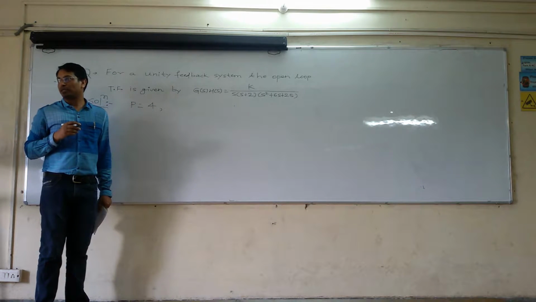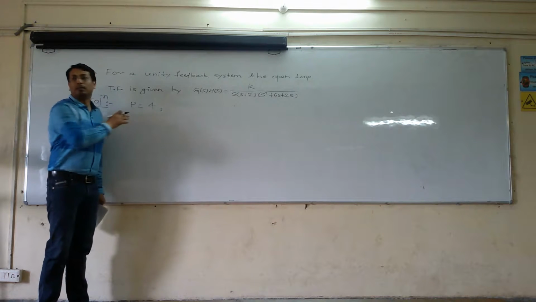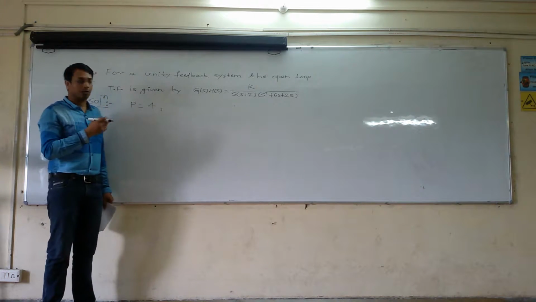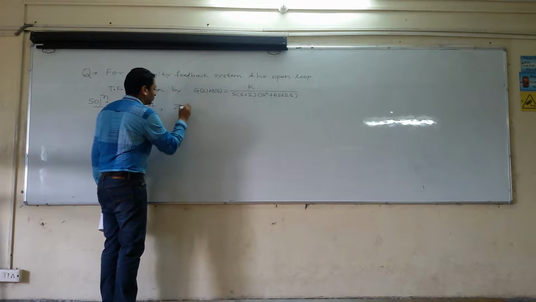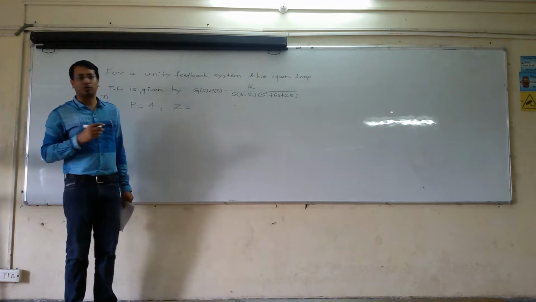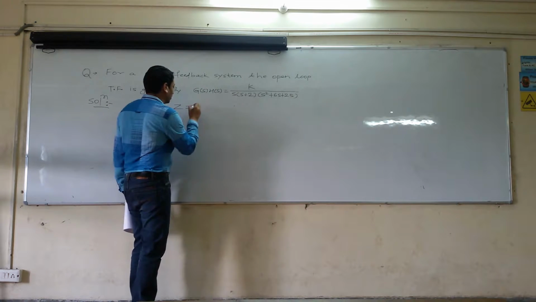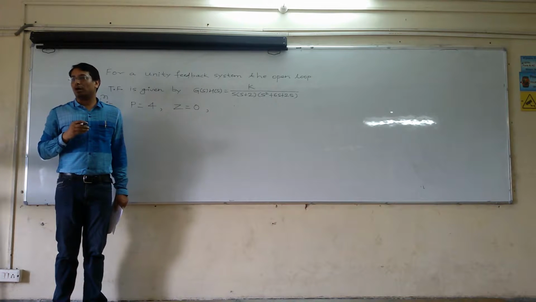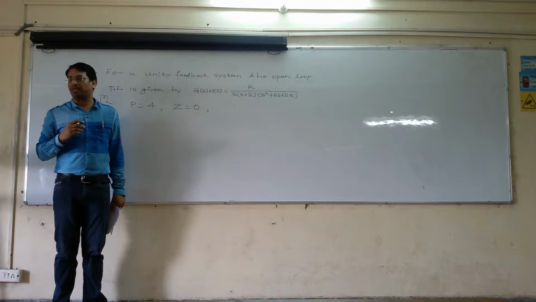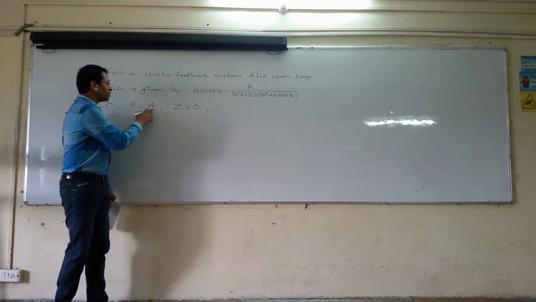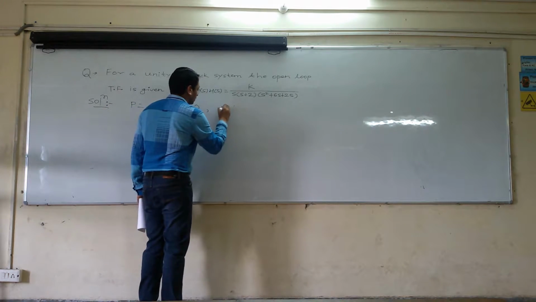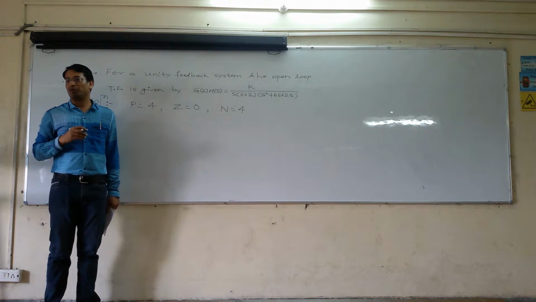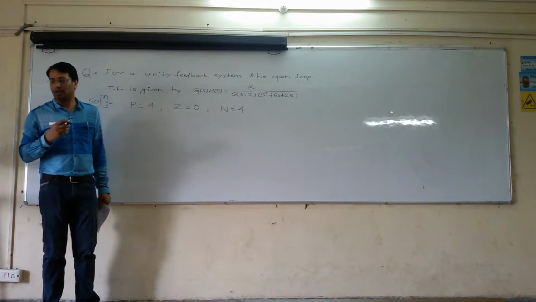For the time being, we are not interested in the values. We are just interested in the number. So what is the number of open loop poles? It is 4. What is the value of Z? It is the number of open loop zeros. So there are no zeros, so it will be 0. So what will be the number of branches of the root locus, capital N? It will be the maximum of P and Z, so this is 4. Very good. So we have decided that there are going to be 4 branches in our root locus.